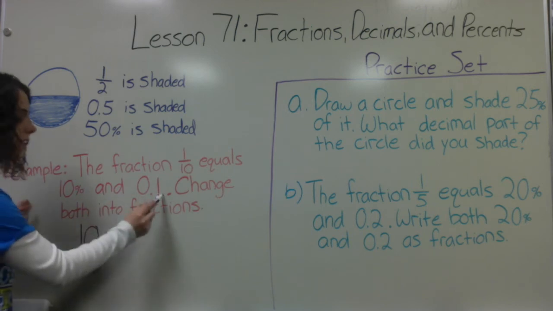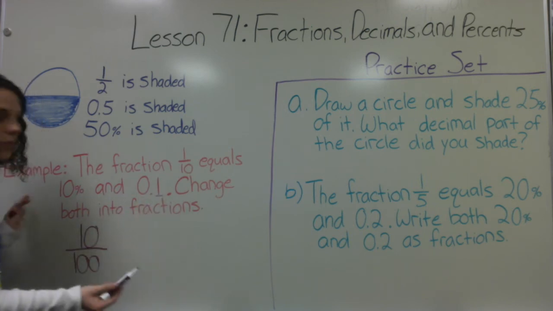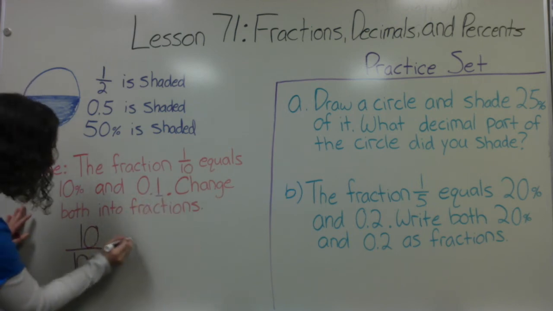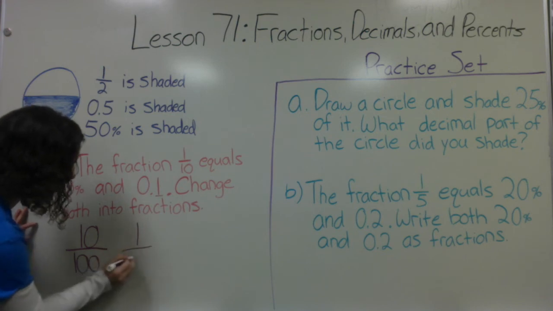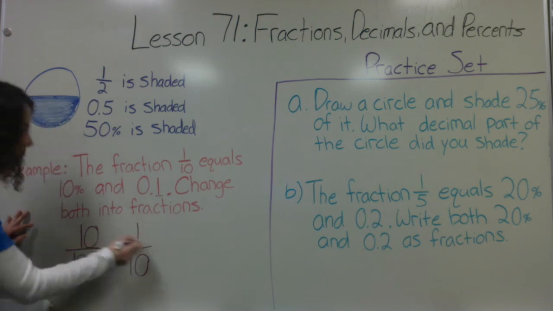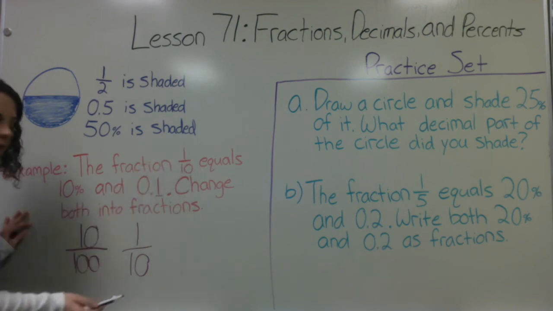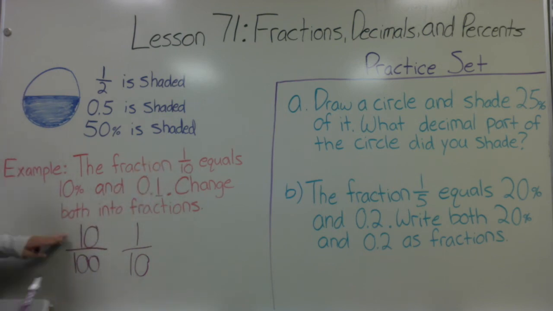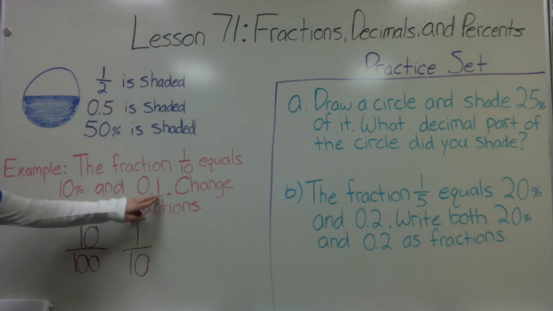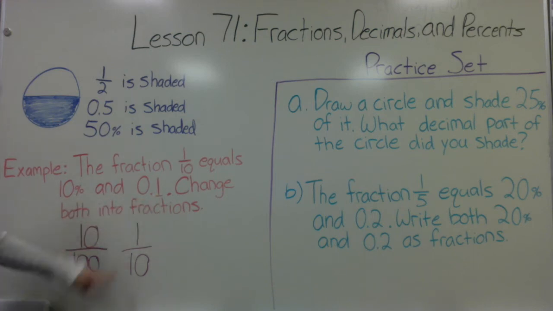Then we have 0.1. That's our place value, and that tells us what our denominator is, which is 10. Both of these are equal, and this is just the unreduced fraction form, but they are all the same. So this is how I would write it. Percent always means out of 100, so that's how I'd write it as a fraction. And you have 1 in your tenths place. That means I have 1/10.